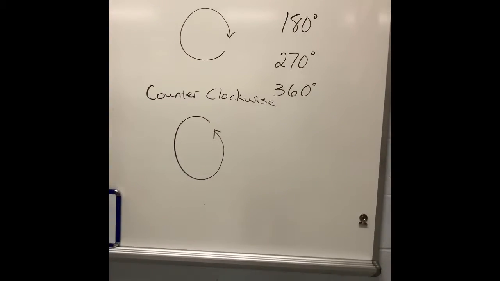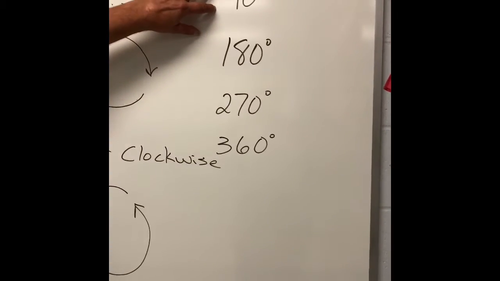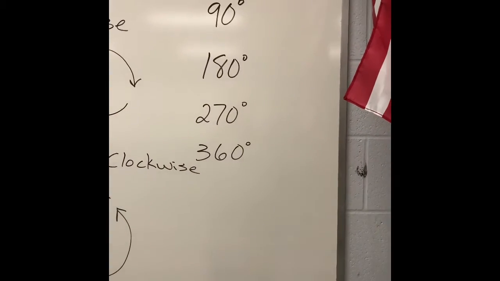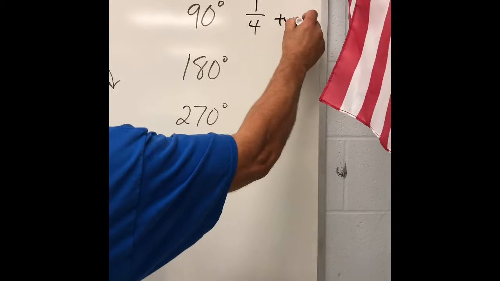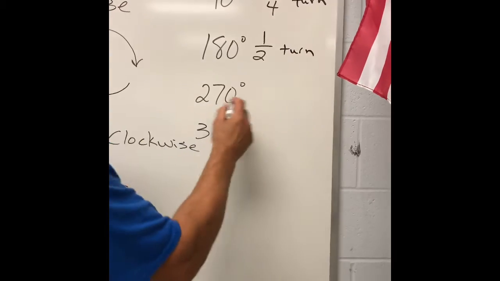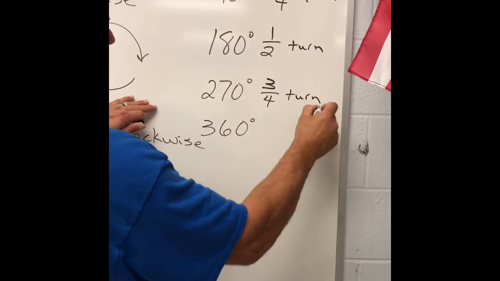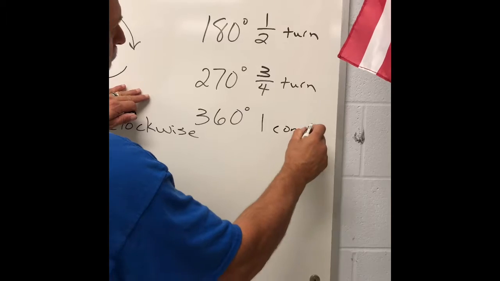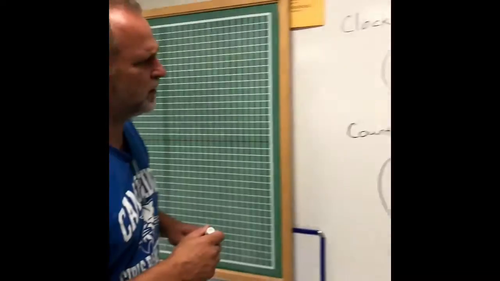And then we also think it's very important for you to understand 90 degrees. 90 degrees is a quarter of a turn. Let me write that down. A quarter turn. Whereas 180 is a half turn. 270 degrees is 3/4 of a turn. And obviously 360 degrees is one complete turn, one complete rotation. So I kind of like the word turn.